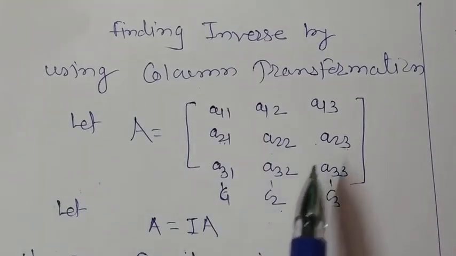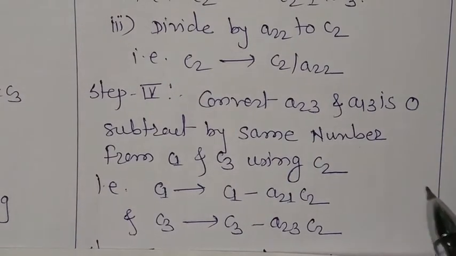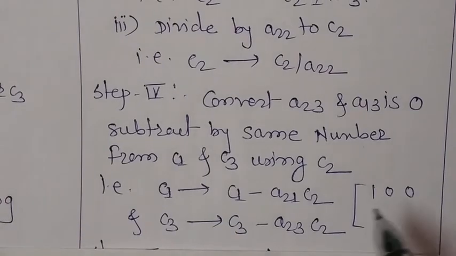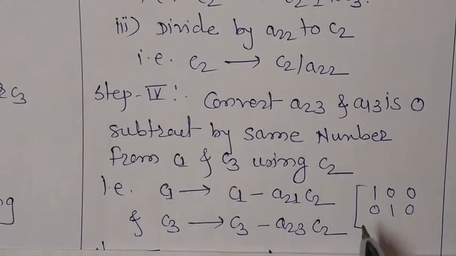So our next step 4 is here: convert A23 and A13 to 0. So subtract by the same number from C1 and C3. So we have to write C1 as C1 minus A21 times C2, and C3 as C3 minus A23 times C2. So here step 4 is completed. After step 4 is completed, the first stage becomes 1 0 0 and the second stage is also 0 1 0. Now you have to do the last stage.